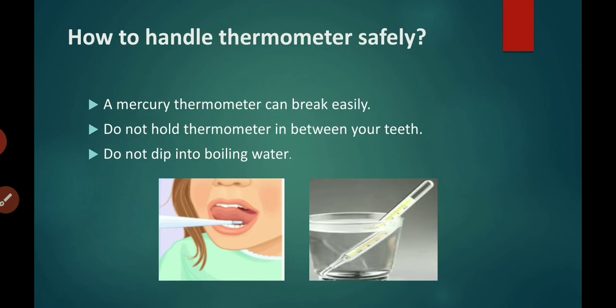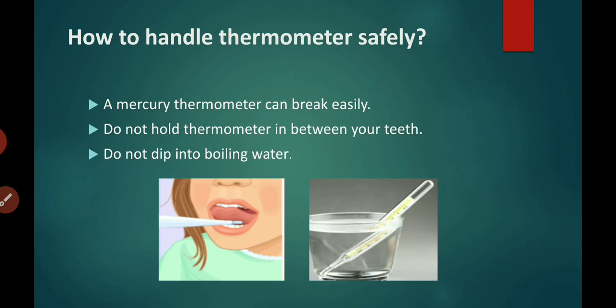Here we have some precautionary measures to handle a thermometer safely. As we all know, a mercury thermometer can break easily because it is made up of glass. Do not hold a thermometer between your teeth because there is mercury inside the bulb, which is very poisonous for human health. Do not dip a glass thermometer into boiling water, as it is used to measure the temperature of the human body.